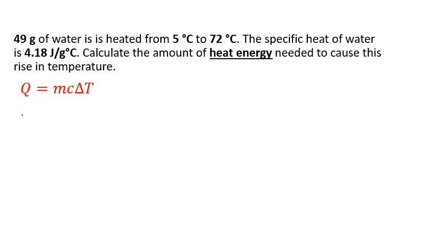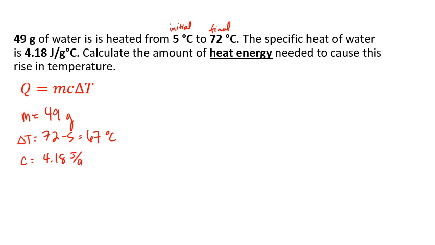For our last problem, we have 49 grams of water. It's heated from 5 degrees to 72. So here I'm just going to calculate our change in temperature. This is going to be our initial, and this is going to be our final. So 72 minus 5 equals 67 degrees Celsius. And then the specific heat of water is 4.18 joules divided by grams times degrees Celsius, and here we're solving for Q.